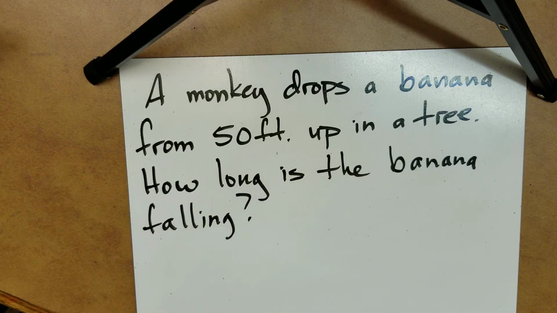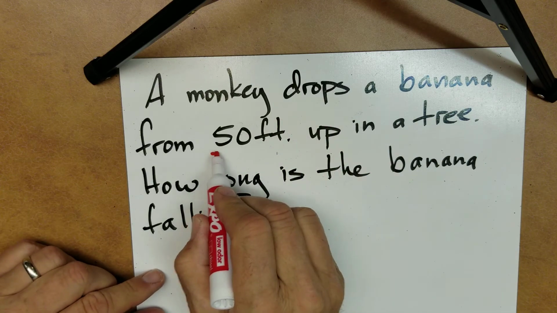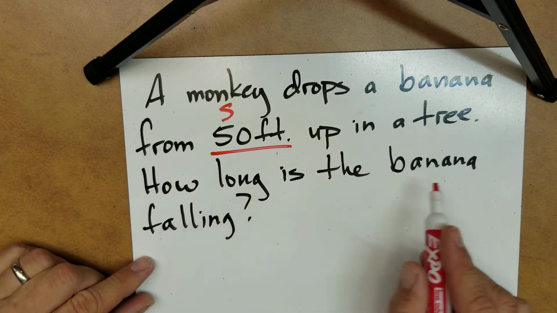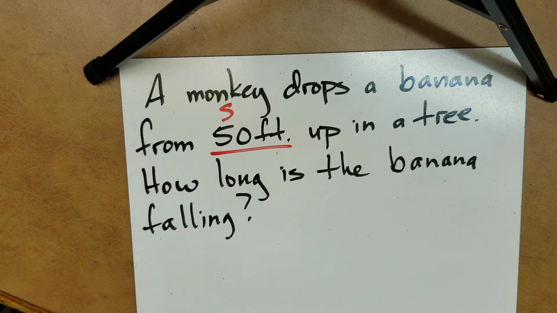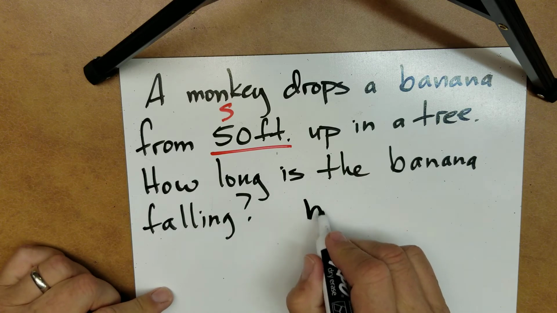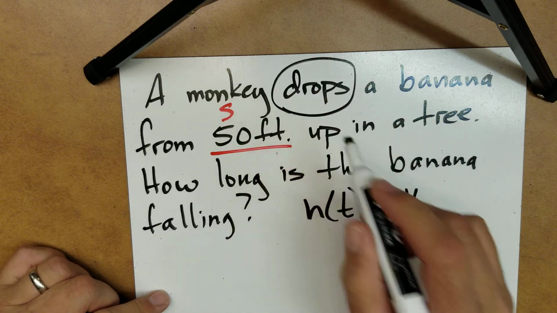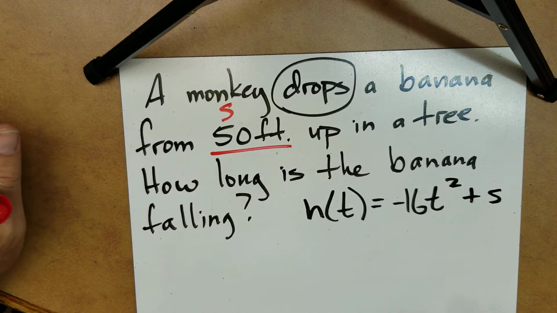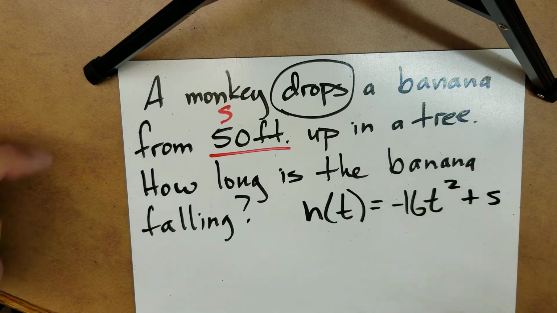Okay, here's an example. We've done problems like this before. A monkey drops a banana from 50 feet up in a tree. This is the initial height. How long is the banana falling? Well, the banana only falls until it hits the ground, and on the ground, the height is 0. So this is the falling object model, because the banana is dropped. It's not thrown at the ground. It's not thrown in the air. It is dropped, which means its initial velocity in the monkey's hand would be 0.